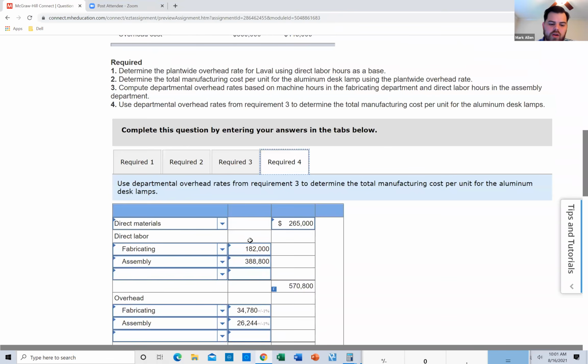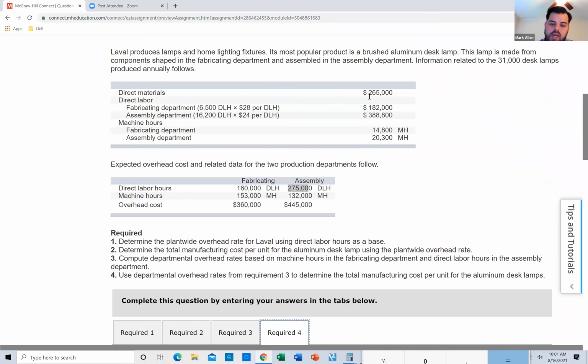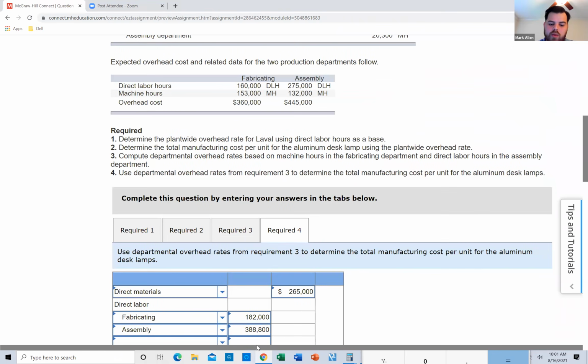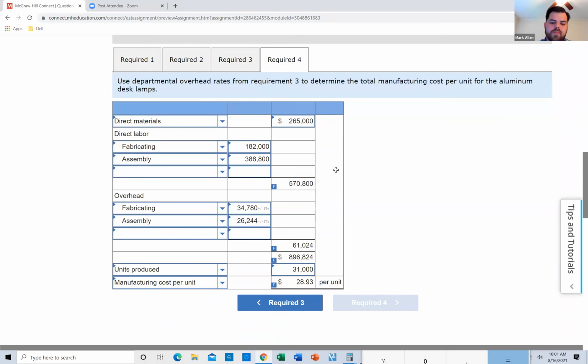Finally, my direct materials and my direct labor, none of that changed, right? That's 265, the same, the 182, the 388, all that's the same. So this is my 571, that's my direct materials plus my direct labor. Now, whenever I come down, though, my overhead allocation is going to be a little bit different.